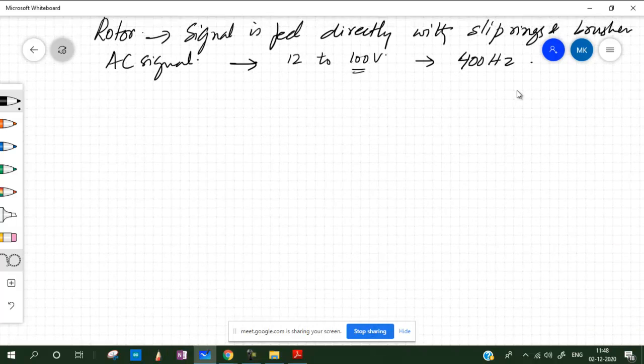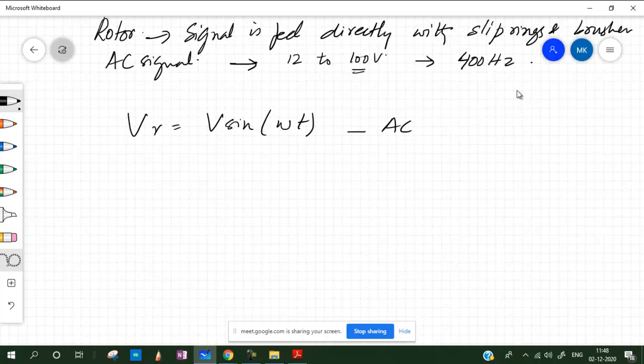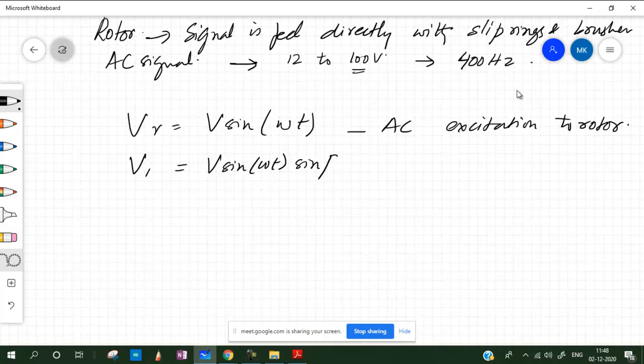So in this case, typically, if this is the input signal to the rotor, we can maybe write it down just for our understanding. So we have V sine omega t, and then the sine of theta. So V2 is V sine omega t sine of theta plus 2 pi by 3, which is equal to 120 degrees.